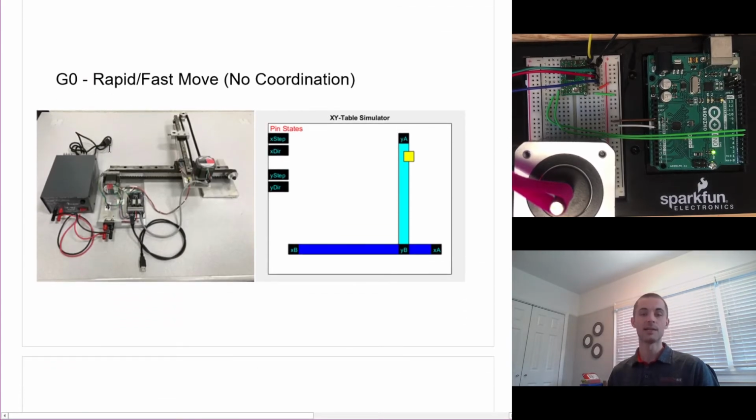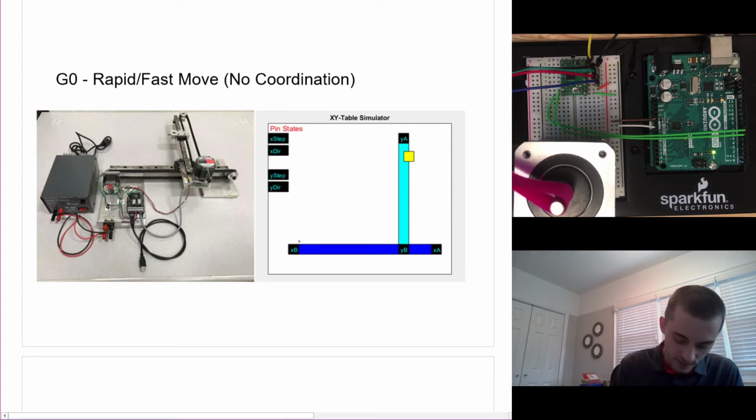So the next one is just a movement, moving to a specific location, not doing so in any particular way other than just trying to get there as fast as you can. And this is usually the G0 command, which is one of the top 3 commands used. It just will try to move all the motors to a given position as fast as it can.